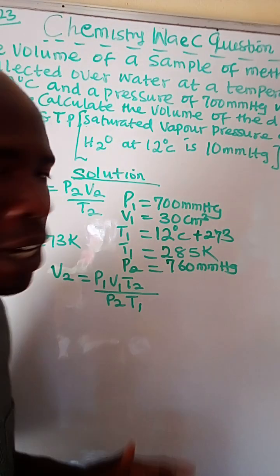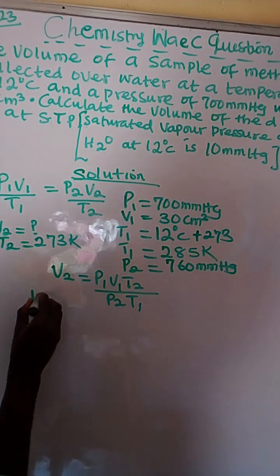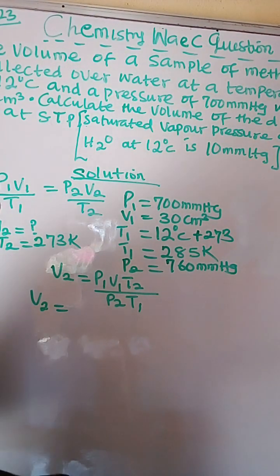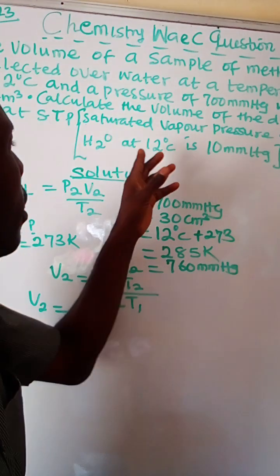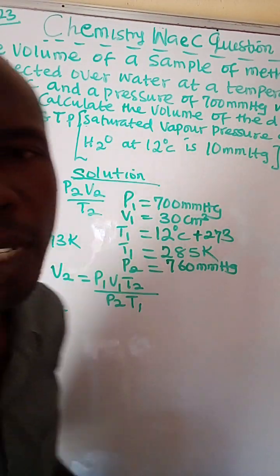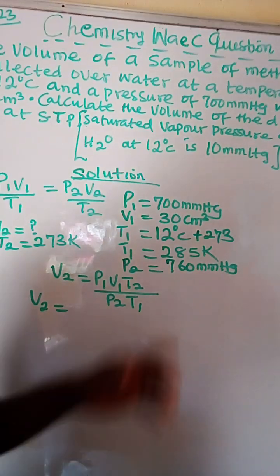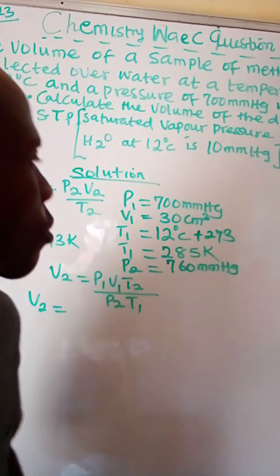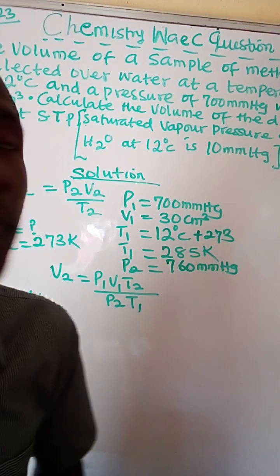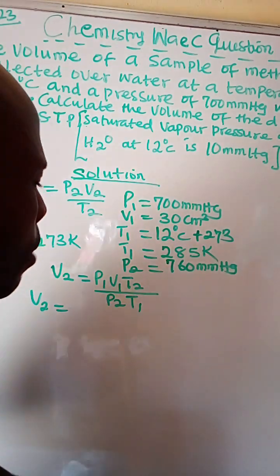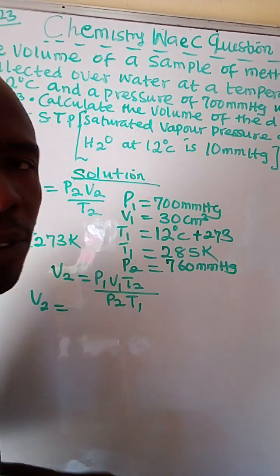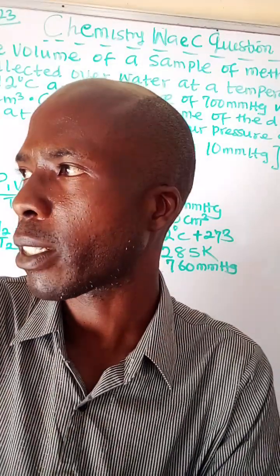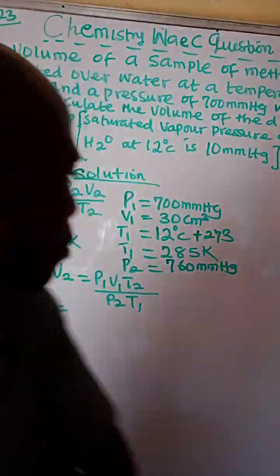Now we have the formula right here. So V2 now is going to be equal to, P1 is given to be 700 millimeter mercury. But don't forget, the standard value for saturated vapor pressure at 12 degrees Celsius is 10 millimeter mercury. So we are going to subtract 10 from 700 millimeter mercury, and that is going to give me 690. So the value we are going to use for the initial pressure, P1, is going to be 690.